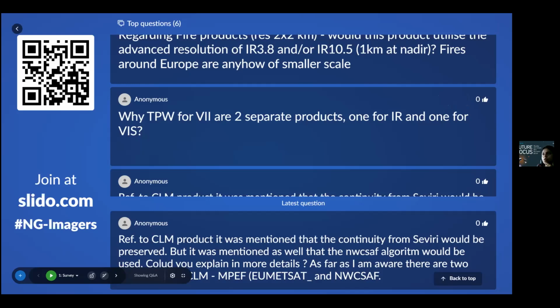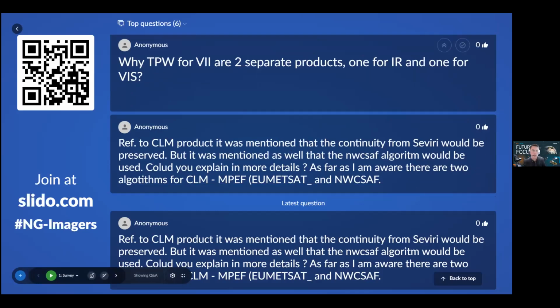Why are there two separate TPW products, one for IR and one for visible? I think we better leave that one for Loredana. She will give a dedicated presentation. I think that's the last question.